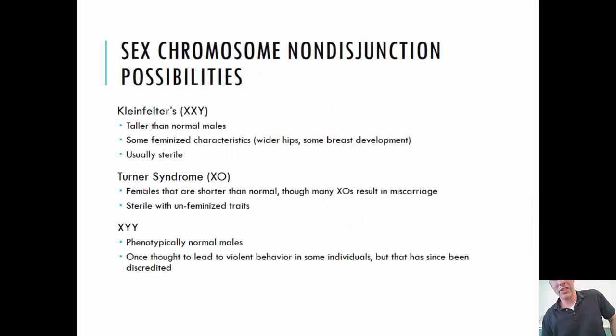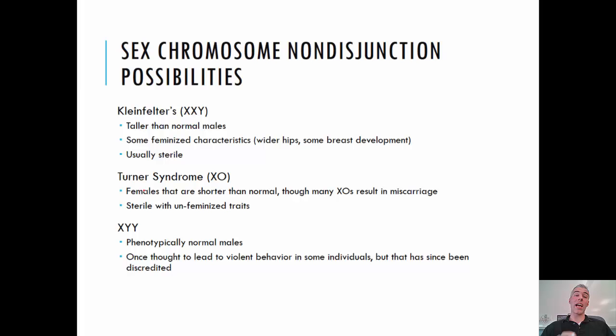Sex chromosome non-disjunction, though, is a little bit more interesting because if you have extra X's and Y's, it tends to not have as big of an effect. Now, it can have an effect, obviously. So let's talk about 3 examples. So one's Klinefelter syndrome, where you'd have non-disjunction of the X, and you'd be XXY. So you would have 2 X's like a female, but you also have a Y chromosome like a male.